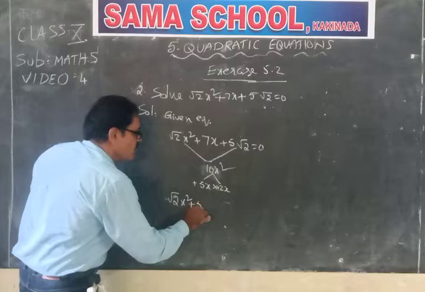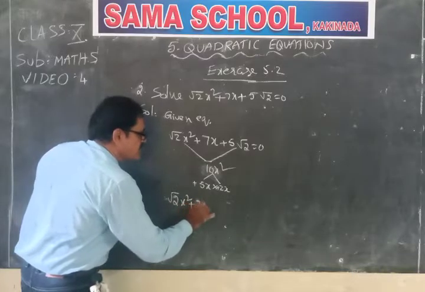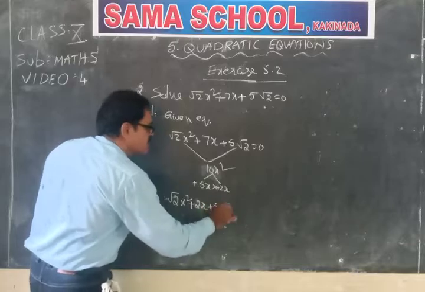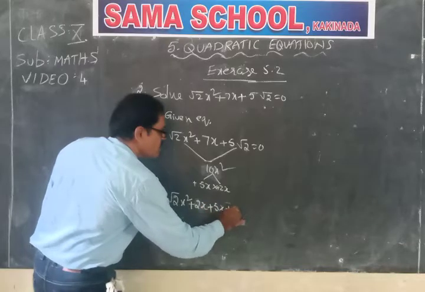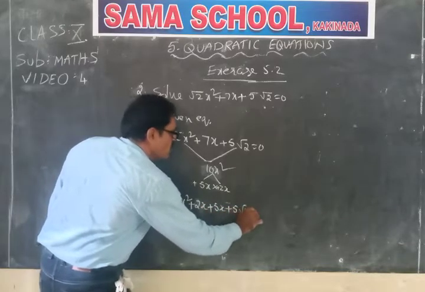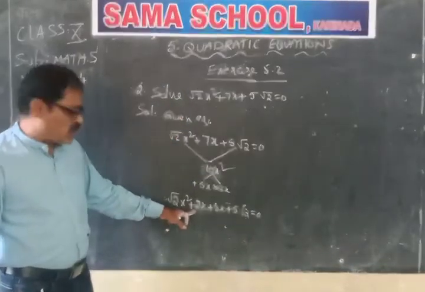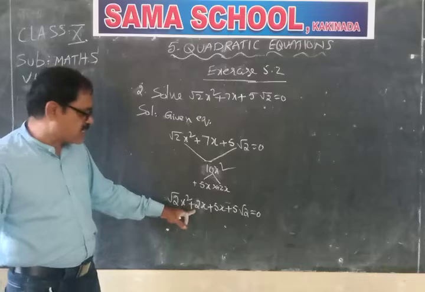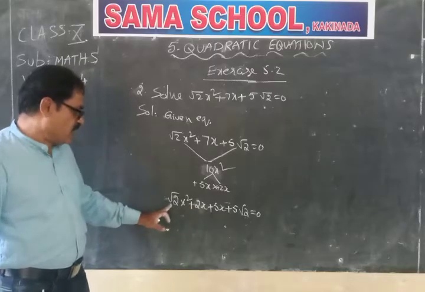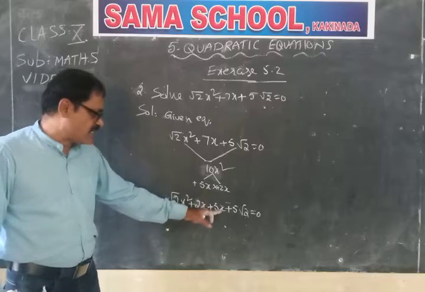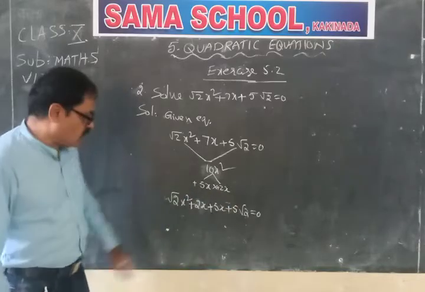plus 2x plus 5x plus 5 root 2 is equal to 0. Whether I write 2x first or 5x first, no problem, you can write it either way. So root 2x square plus 2x plus 5x plus 5 root 2 is equal to 0.